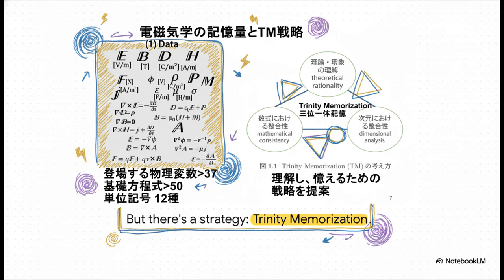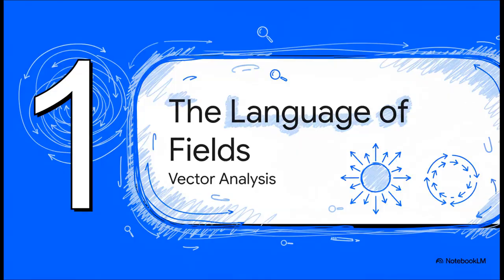It's actually a really powerful approach that connects three key ideas. First, you have to grasp the theoretical concepts, right? Then, you've got to make sure all the math is consistent. And finally, and this is super important, you always check that the physical units, the dimensions, actually make sense. This is our toolkit for the climb. So, to even start using our Trinity strategy, we first have to learn the language of this map we're building.